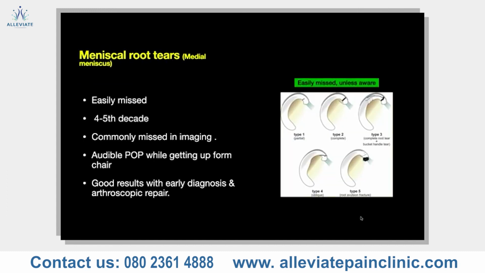So the next one was the meniscal root tears. These are also easily missed on MRI and by diagnostics. These tears are most commonly seen in the 4th or 5th decade of life, and can be due to osteoarthritic changes, degenerative osteoarthritis also. The classical symptom in meniscal root tears is that even with a trivial fall, you can have these tears. Good results are expected with early diagnosis and a good arthroscopic repair.